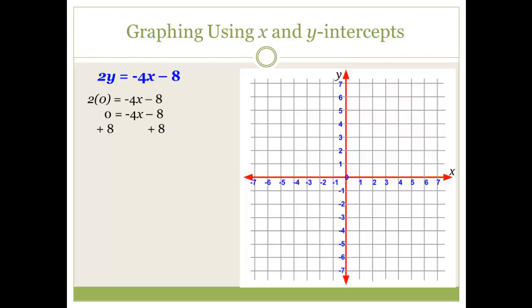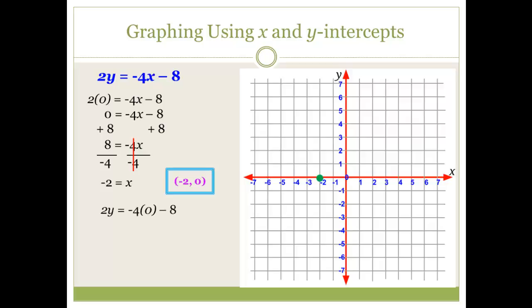Next, we add 8 to both sides. Negative 8 plus 8 will cancel out, giving us 0. Adding 8 to the left side of the equation will give us 8. That leaves us with 8 equals negative 4x. Lastly, divide both sides of the equation by negative 4. That will leave us with negative 2 equals x. Our first coordinate is negative 2, 0. Locate the point on the graph.